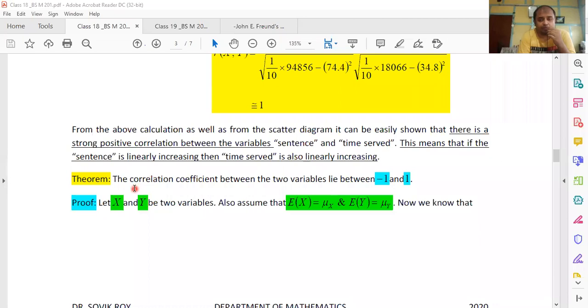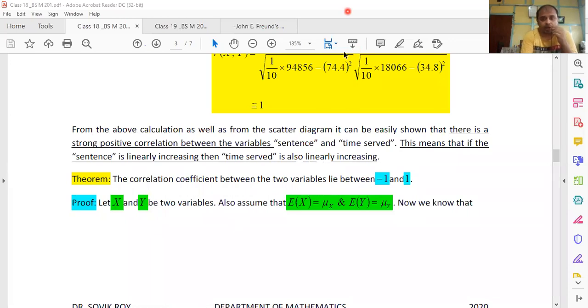Yesterday, before the session ended, I was at this particular point: the correlation coefficient between the two variables lies between -1 and +1. You have already come to know that when the correlation coefficient is +1, we say that the variables are perfectly positively correlated, and when it is -1, they are perfectly negatively correlated. But in general, they lie between -1 and +1. So we are going to prove this result right now.